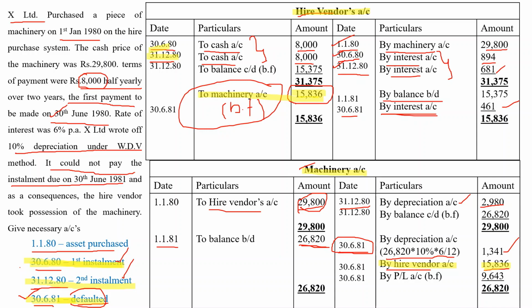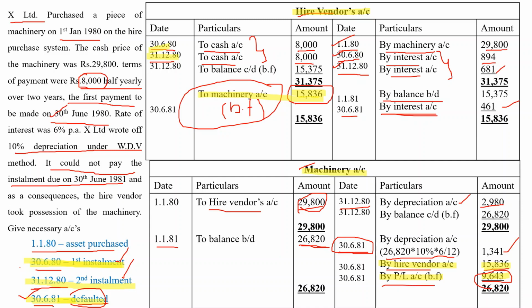Okay, and after this you tally your account, find out the balancing figure. This balancing figure will be transferred to profit and loss account. Henceforth the machinery does not exist with us. Since the buyer defaulted in payment, the seller took over the machinery. So we cannot show any balancing figure in the machinery account. Whatever is the balancing figure, that balancing figure must be transferred to profit and loss account. Here the balancing figure is 9,643. So we are transferring this balancing figure to P&L account.